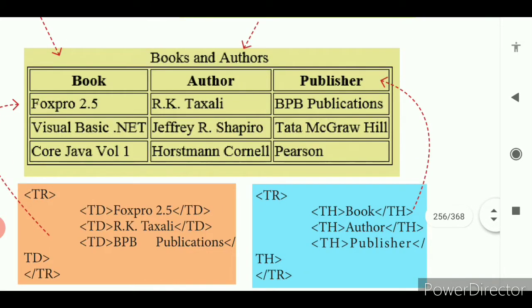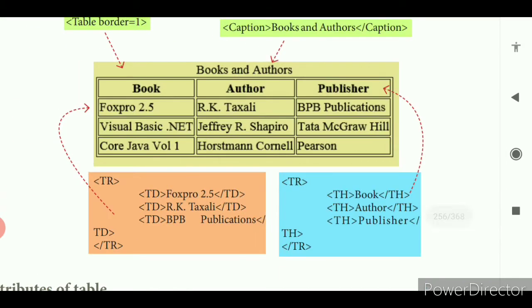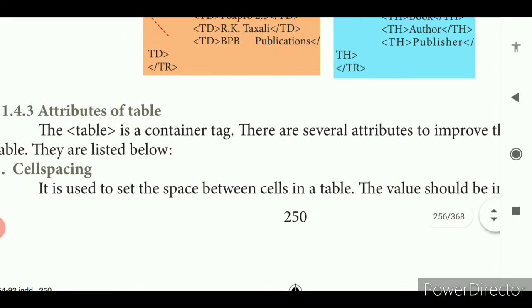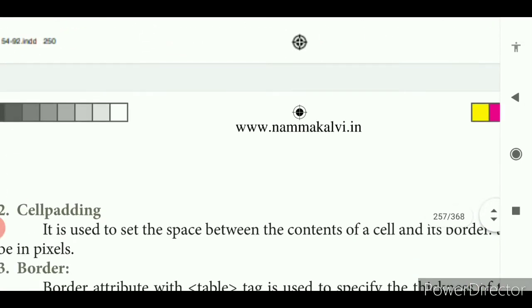Here you see, between the book and author, book comes under one rectangular box and author is written under another rectangular box. So these two rectangular boxes are called the cells. In between these two cells we have one small space. That small space is called cell spacing. Then the next one is cell padding.